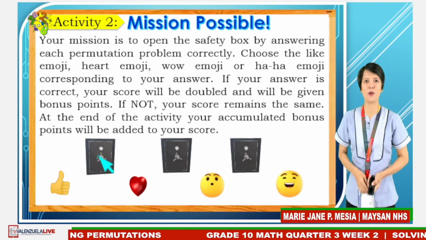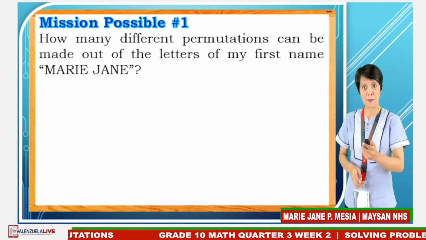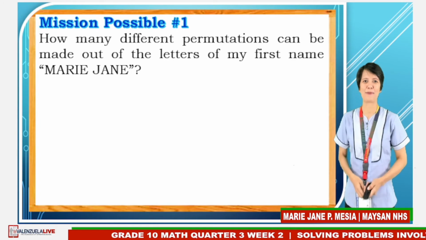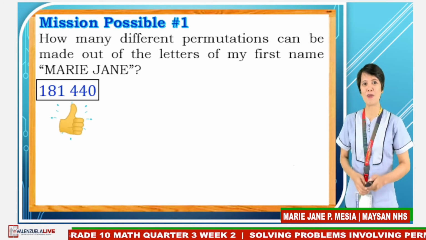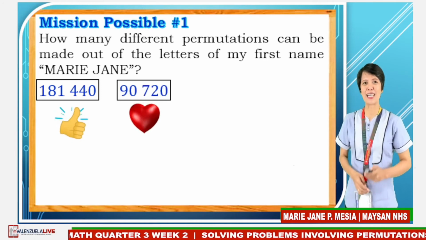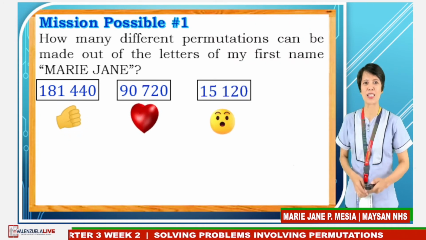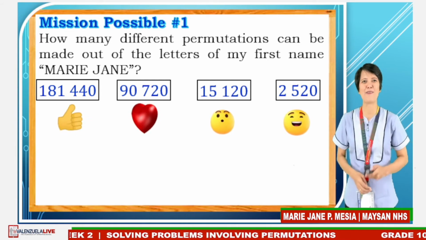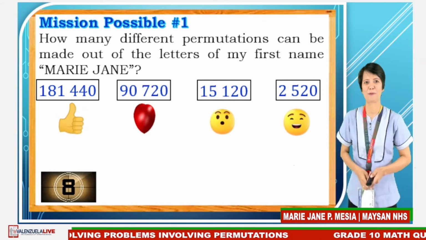Mission Possible number 1. How many different permutations can be made out of the letters of my first name, Mary Jane? In like emoji, we have 181,440. In heart emoji, we have 90,720. In wow emoji, we have 15,120. In haha emoji, we have 2,520. Okay, set the timer now.